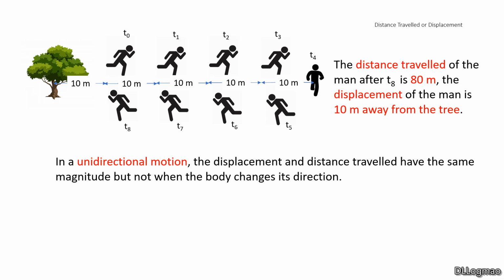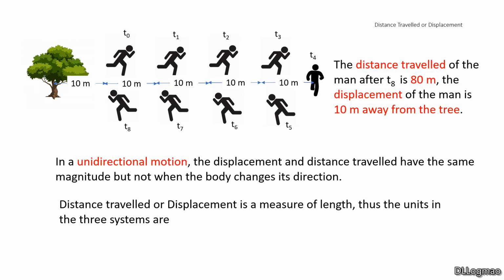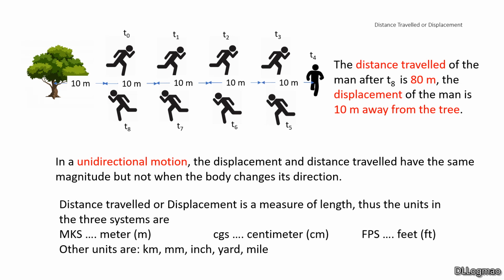Distance traveled or displacement is a measure of length. Thus, the units of these quantities in the three systems are meter in the MKS system, centimeter in the CGS system, and feet in the FPS system. Other commonly used units are kilometer, millimeter, inch, yard, and mile.